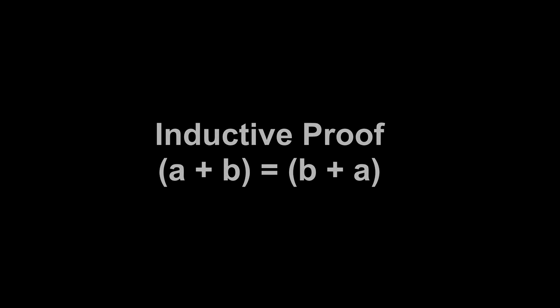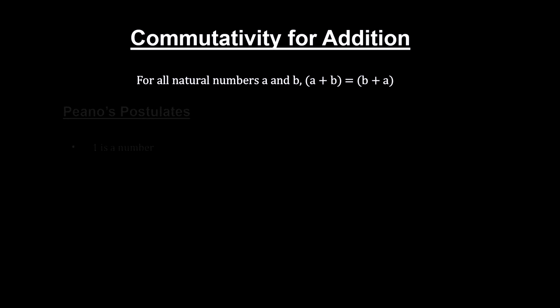It is quite common in mathematics to use inductive reasoning for proofs of the sort where you're trying to prove something is true for all numbers in an infinite set. Proving the commutativity property for addition, a + b = b + a, for all counting numbers, is one of them. All we have to go on are our postulates and one proven theorem.